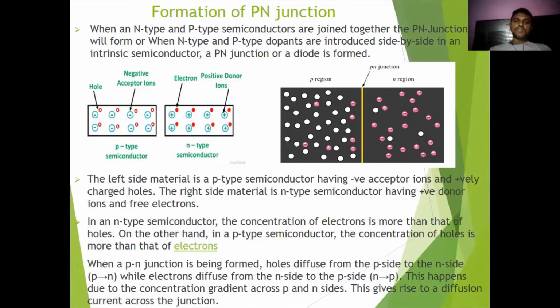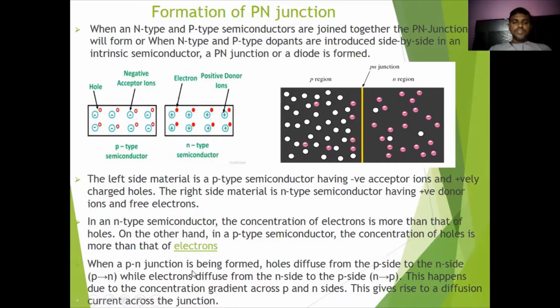This one is P type and this one is N type. I am not applying any external bias, no external DC voltages. I am just keeping my PN junction at room temperature. So I have to see what happens. I will explain that clearly.